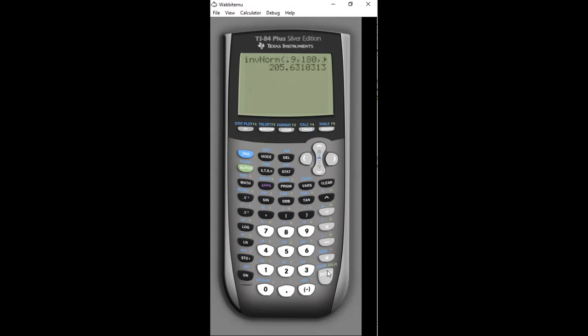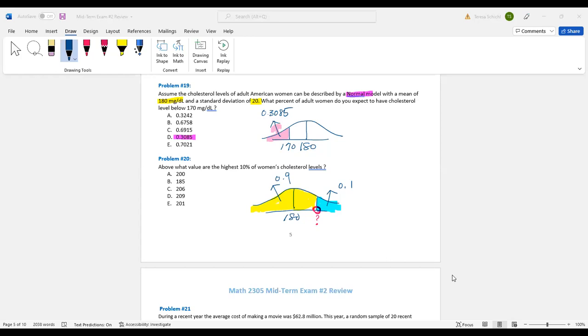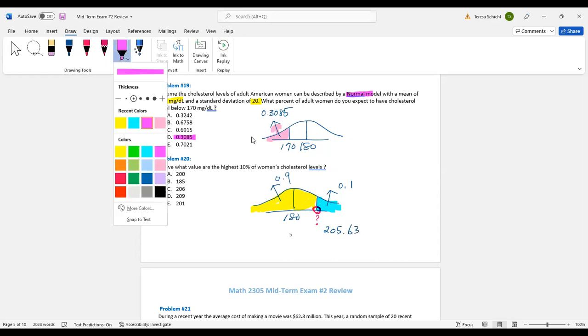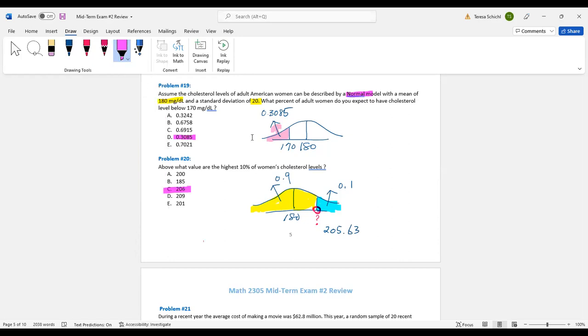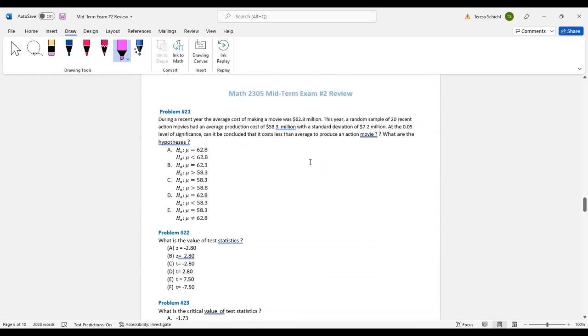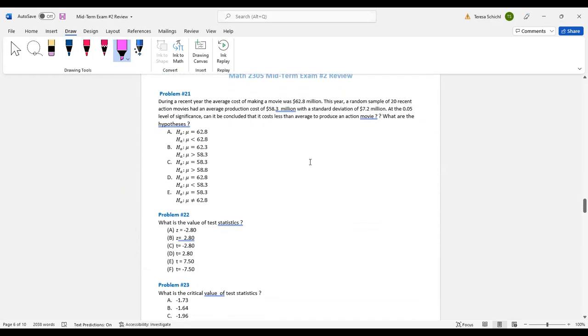Then it's 205.63. Okay, so it's 205.63. So let's go back to here. So I find out that this is 205.63. So which value is the closest to the answer? If you round, it's 206, right? So it will be C here. Okay, now the next one is here. So number 21 is here.